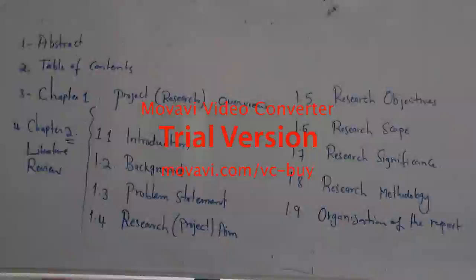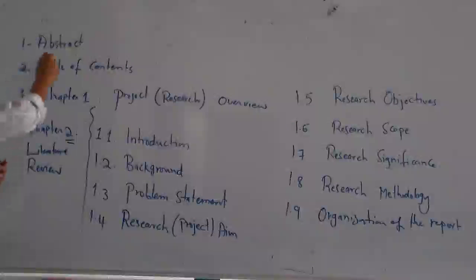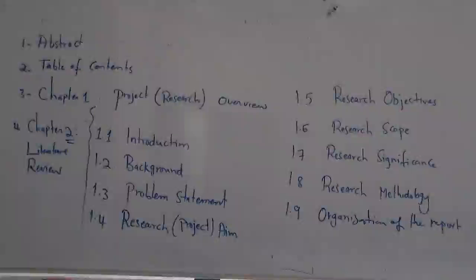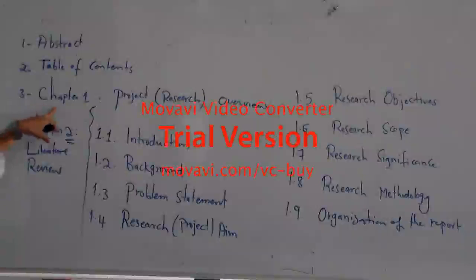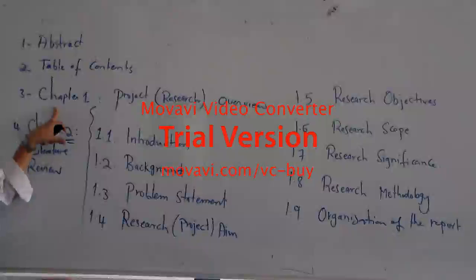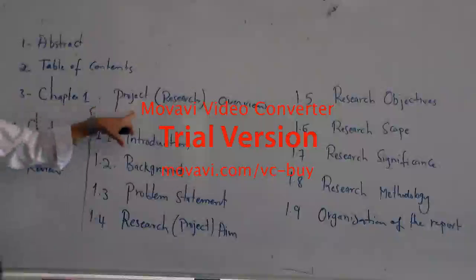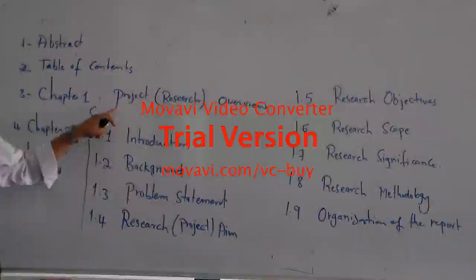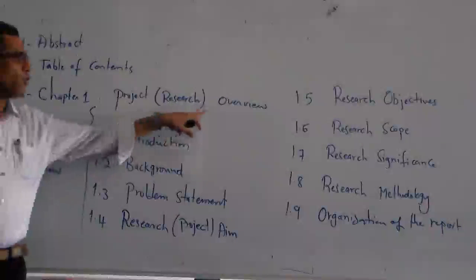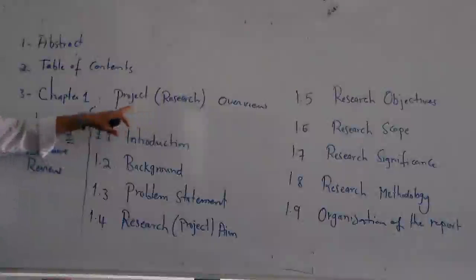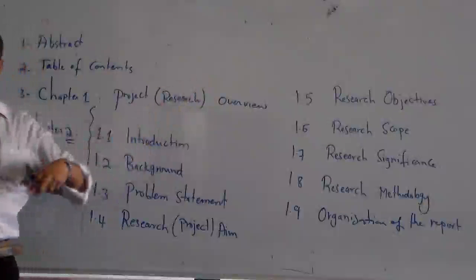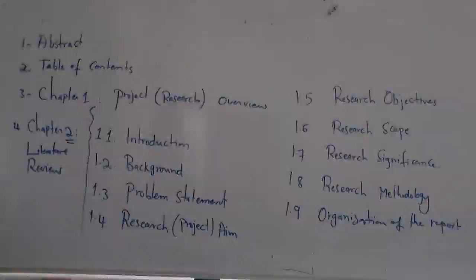How many words, what are the things that should be there in the abstract. And you need also to write the table of contents. After that, you write your chapter 1. Some universities call it project overview, or sometimes research overview, or sometimes just overview. This is the title of chapter 1.